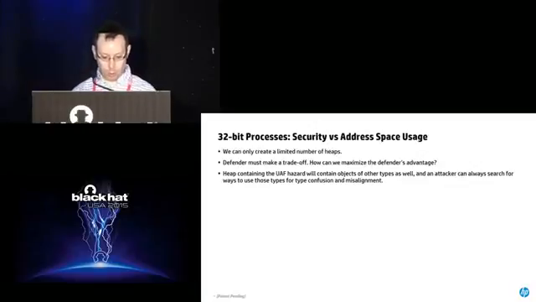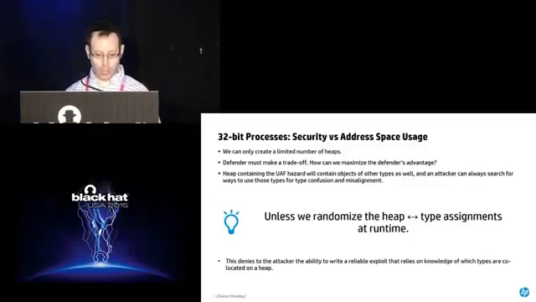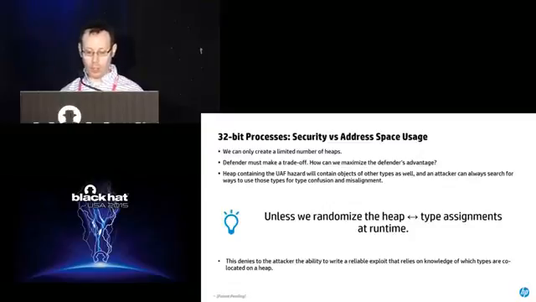What can we do to make the best of this trade-off? We're only going to be able to create a limited number of heaps, and in whatever way we make assignments of types to heaps, an attacker who has discovered a UAF on a given heap will try to construct an exploit via type confusion and/or misalignment by making use of the various types we have assigned to that same heap, unless we randomize the assignments between types and heaps. We can break the monoculture of heap partitioning and instead choose a random partitioning at process startup time. This denies to the attacker the ability to write a reliable exploit that relies on knowledge of which types are co-located on a heap. This optimizes the defender's advantage when we make the trade-off between security and the number of heaps we're willing to create.